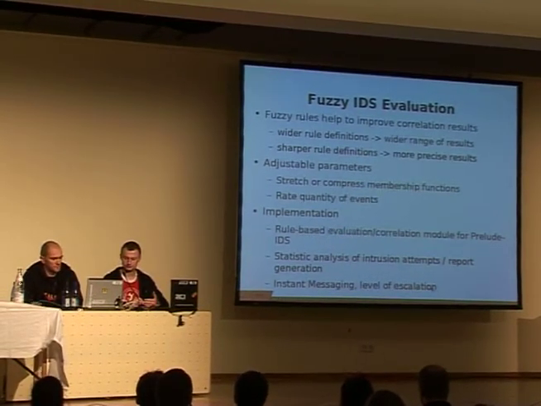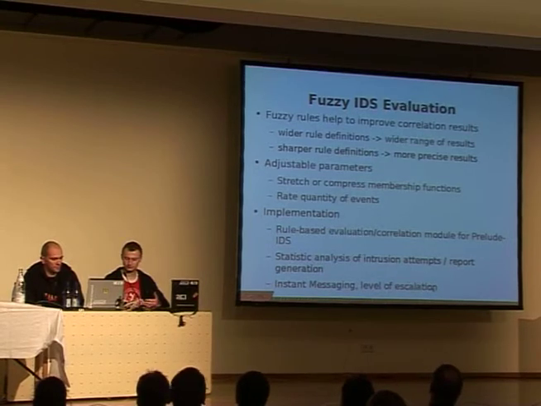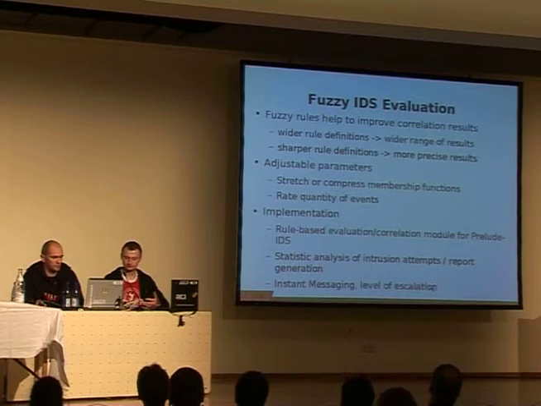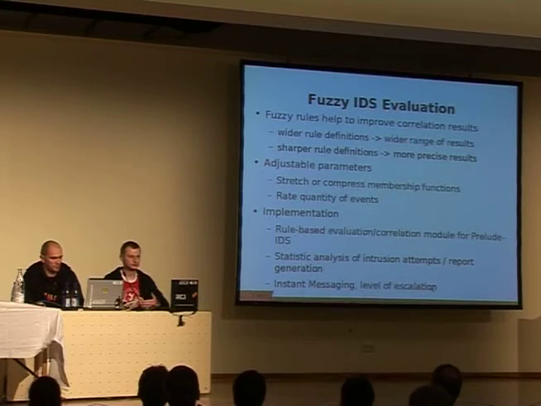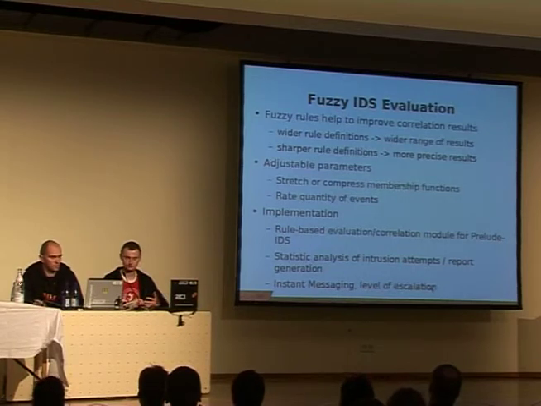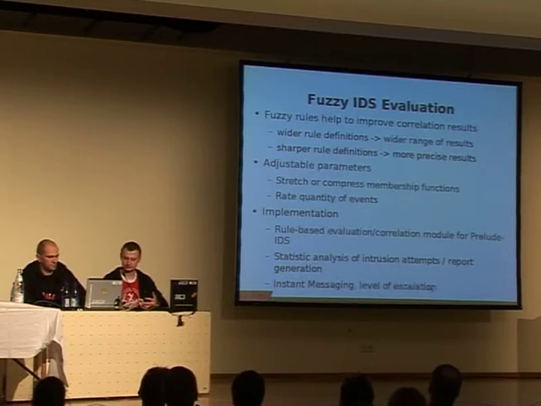Next steps are that we want to code some report generation so that you can generate reports for predefined rules. And in a more real-time application, we want to use instant messaging with a level of escalation to inform the admin of events we found, or of incidents we found using those fuzzy rules.